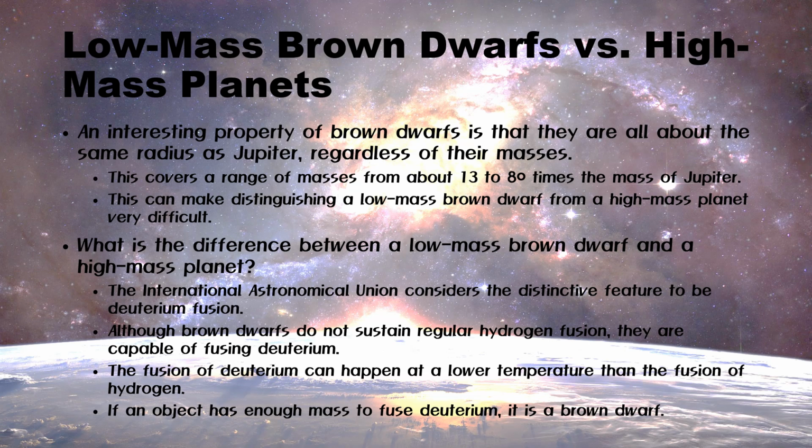Well, currently the International Astronomical Union, or IAU, considers the distinctive feature to be deuterium fusion. Though brown dwarfs do not sustain regular hydrogen fusion, they are capable of fusing deuterium, which means you're taking a single hydrogen and fusing it with a single proton and neutron. The fusion of deuterium can happen at a much lower temperature than the fusion of hydrogen. If an object has enough mass to fuse deuterium, it is therefore a brown dwarf. If we look at our own Jupiter, it does not have that mass, and because of that, it cannot fuse deuterium.